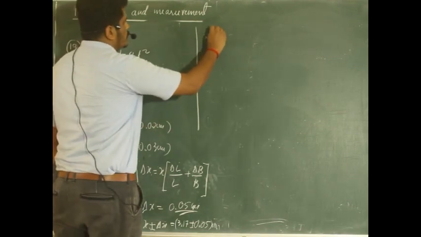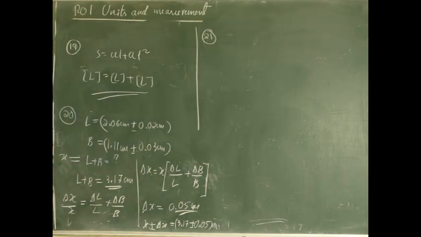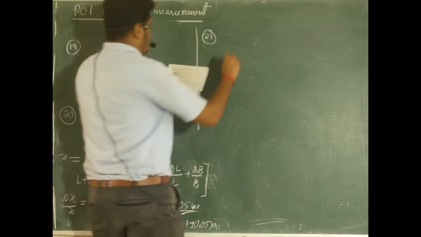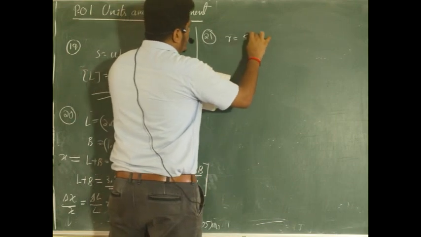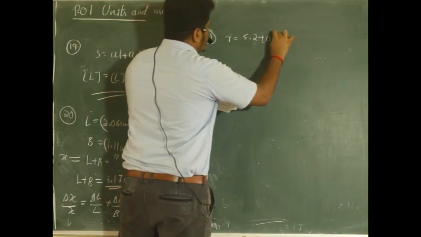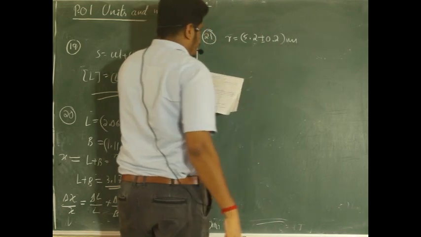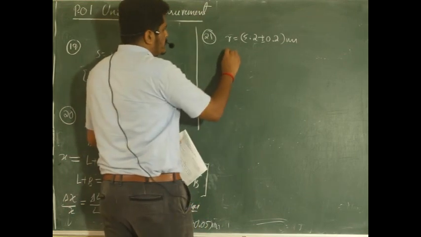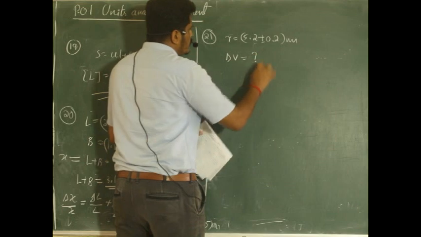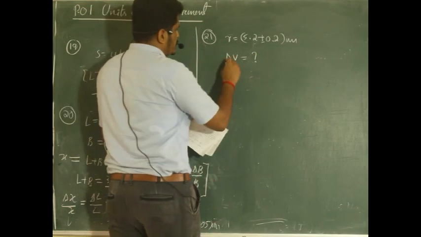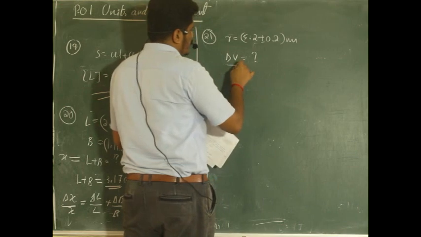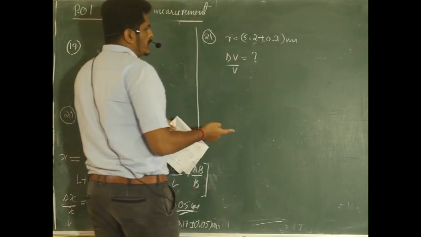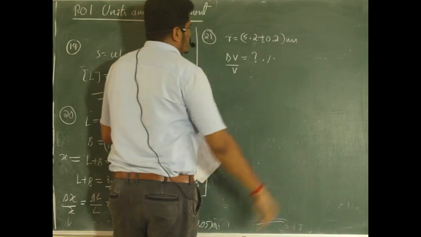Next is the 21st question, and the question is, the radius of a sphere is measured as 5.2 plus or minus 0.2 centimeter. Then the percentage error in the volume of the ball, that means delta V by V, the relative error, and in percentage if you want, the percentage error. Delta V by V is equal to how much percent? This is the question.